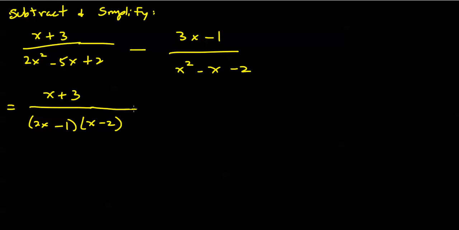Alright, so 2x squared minus 5x plus 2 reduces to 2x minus 1 times x minus 2. Hang on a minute. 2x squared minus 5x plus 2. Yeah, that works. 2x squared minus 4x minus 1x is minus 5x plus 2. Yeah, that works. Alright. Let's factor the second denominator.